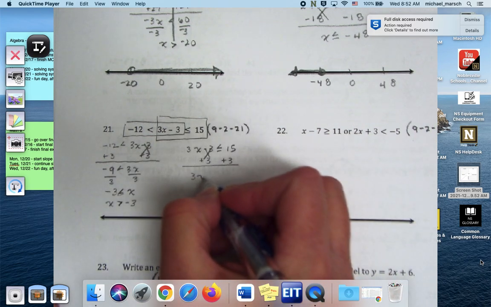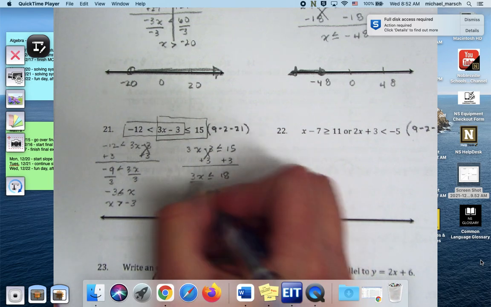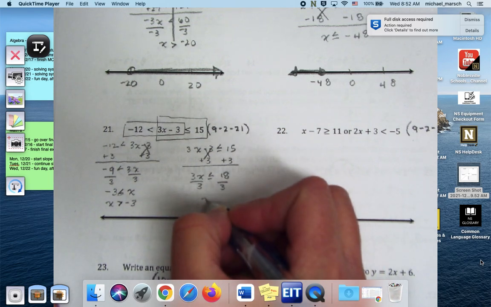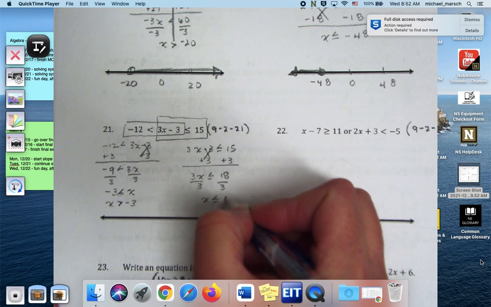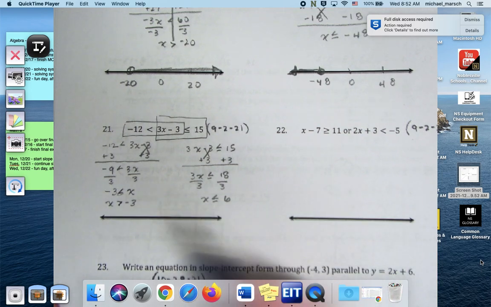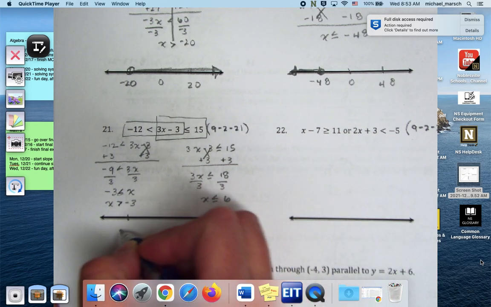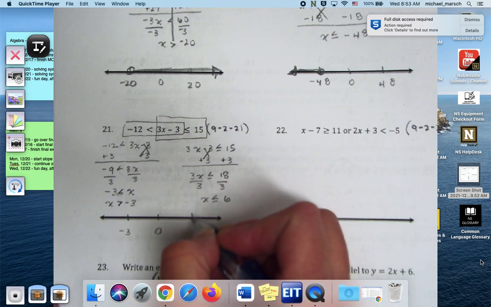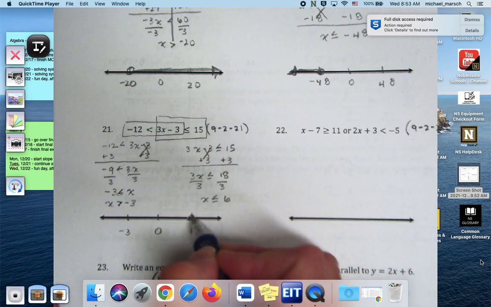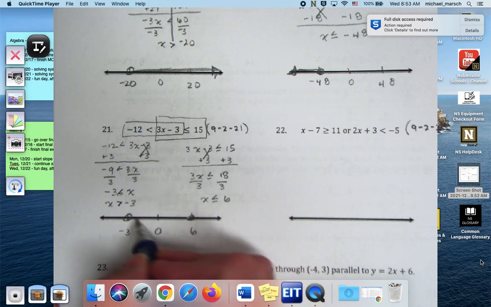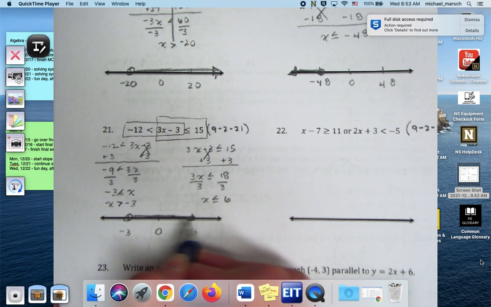I get 3x is less than or equal to 18. Divide by 3, x is less than or equal to 6. So then I'm going to use these as my boundaries. So I've got negative 3, 0, 6. X is less than or equal to 6. It's greater than or equal to negative 3, so then I connect them.